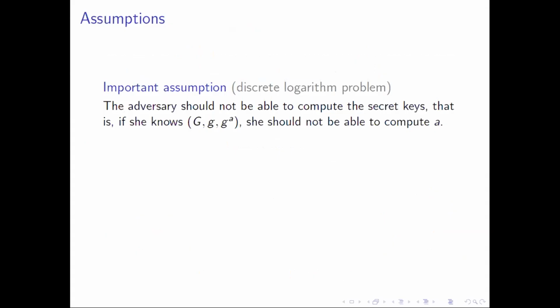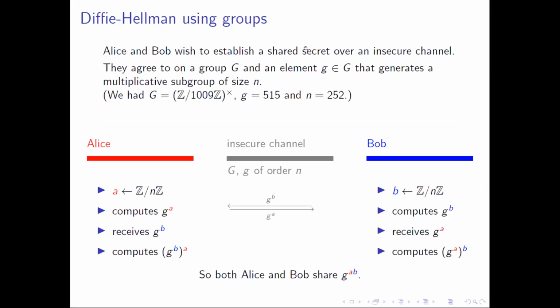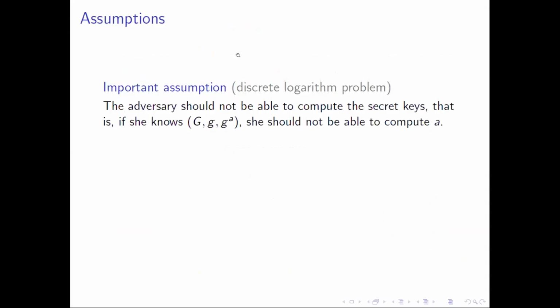The question is how secure this is, how is this an actual secret? If you look at the slide again, Alice chooses some a, Bob chooses some b. The idea is that nobody but Alice and Bob should be able to know a and b. In particular, the important assumption is that if the adversary, who's seeing everything on the insecure channel, knows g and g^a, she should not be able to compute a from this information. But this is actually not enough, because the shared value is g^(ab).